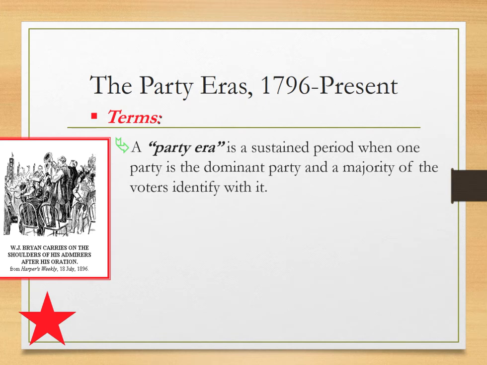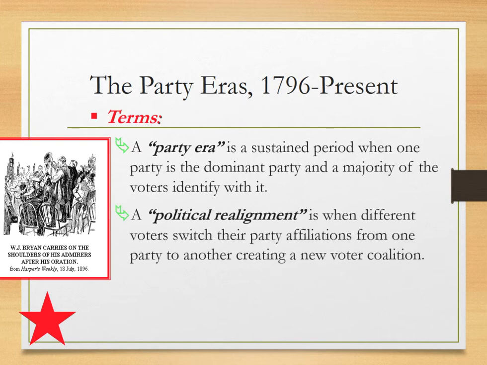So let's think about some particular terms as an overview. What is a party era? A party era is a sustained period when one party is the dominant party and the majority of the voters identify with it. So we're going to walk through what was a major party at each time in each period of American history. And by that, again, we'll walk through each party era. Not to be confused with error.